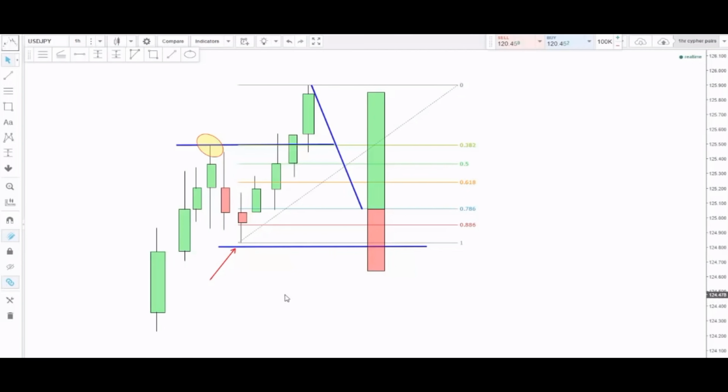I'm going to now go to the charts and show you a few examples on the dollar yen that we took advantage of over the past couple of weeks. And then I will show you a live example of this trading strategy on the Euro Aussie 15-minute chart.